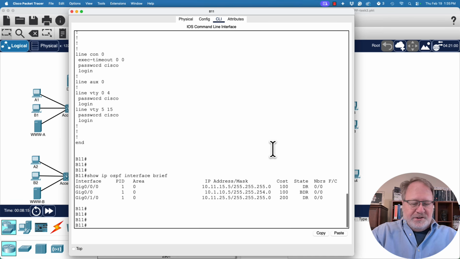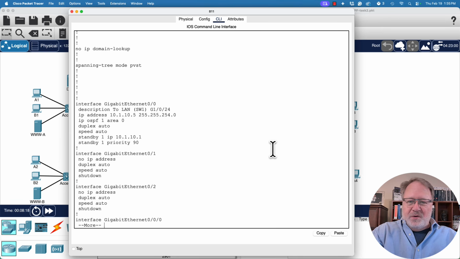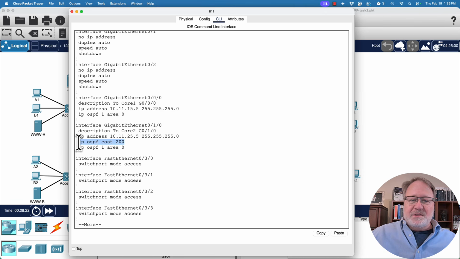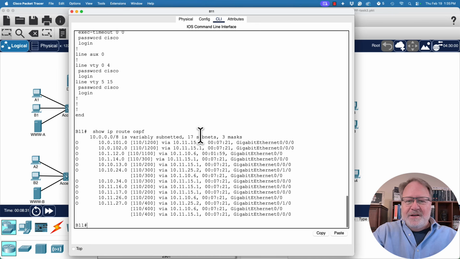In that configuration, again from the running config, if we go down to gig 0/1/0, there it is, IP OSPF cost 200. So I verified that the configuration looks like it should based on that information. But what do the routes look like? So, show IP route OSPF.